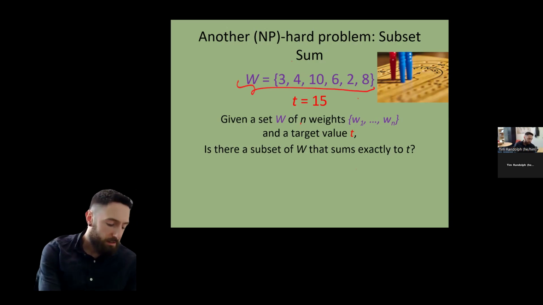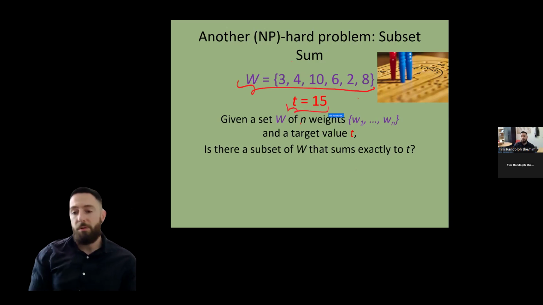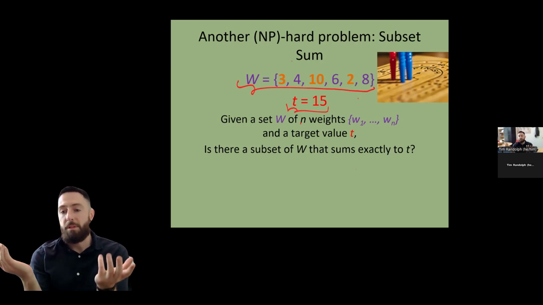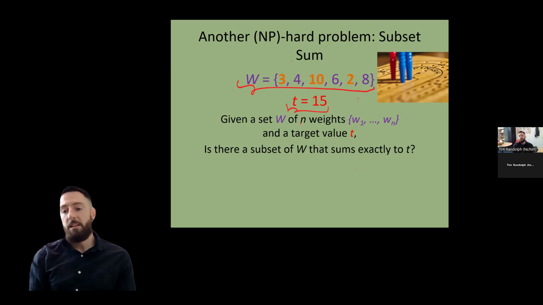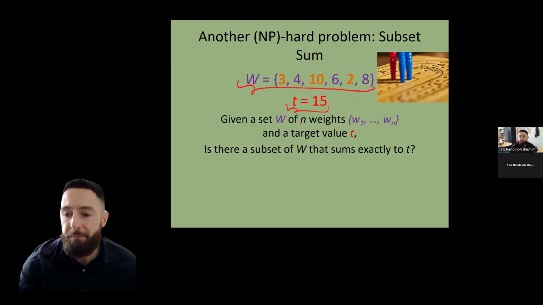And we get a target, t, and our goal is just to find a subset of those numbers that add up to exactly t. So 3 plus 10 plus 2 sums to exactly t, we're done. That's subset sum. We've got some numbers, we want to find a subset that sums to our target.